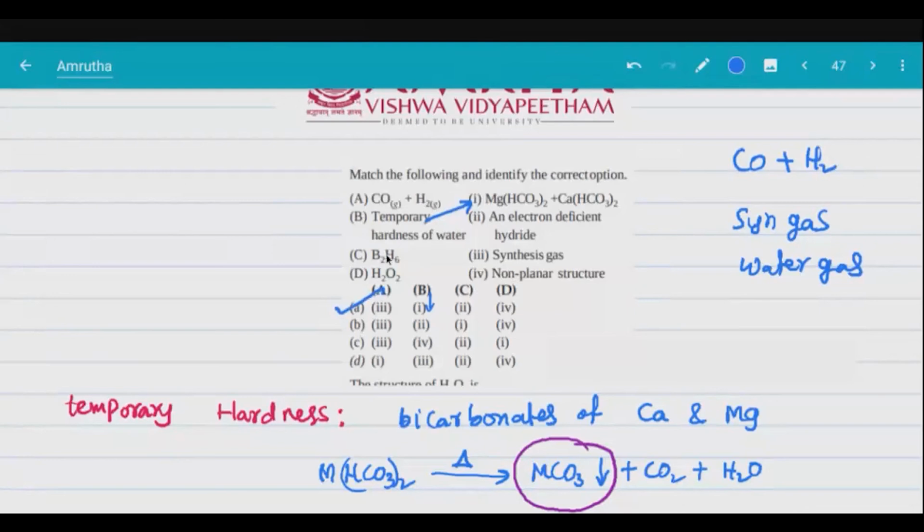Electron deficient means octet is not completed. Octet is not complete. I think yesterday we discussed, when we discussed Lewis acid, last class, no? Lewis acid, electron deficient. H2O2. So this is non-planar, like an open book. This is on one paper, no? You open the book, no? So this is like this. This is another paper. Open book structure.